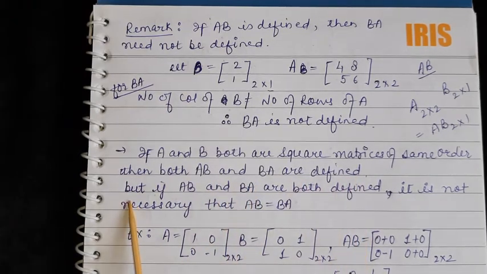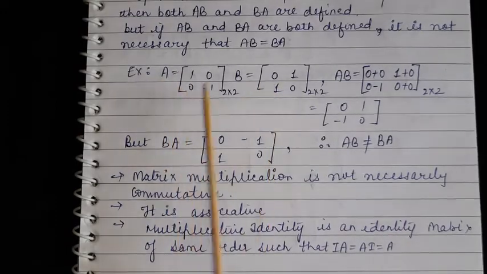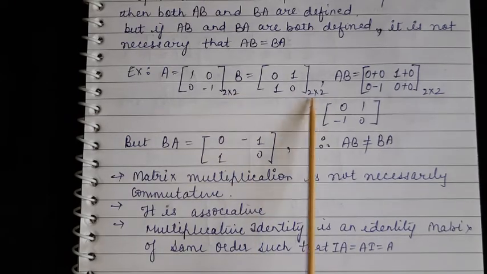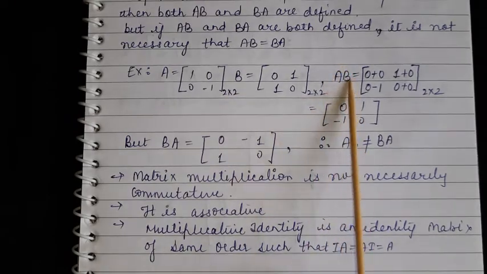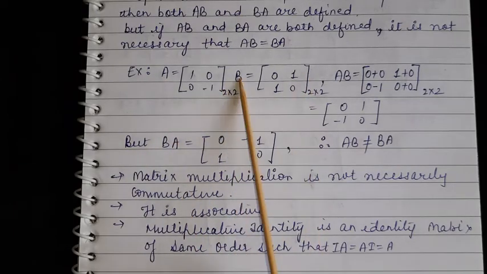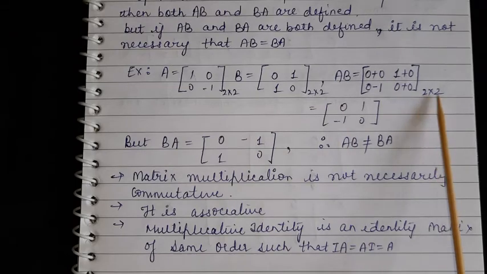Now the next important thing is, if AB and BA are both defined, then it is not necessary that they will be equal also. They can be different also. Let's see one example for this. We have taken two matrices, matrix A of order 2 by 2 and matrix B of order 2 by 2. First we are finding AB. As A has 2 rows in it and B has 2 columns in it, your resultant matrix will be of order 2 by 2.